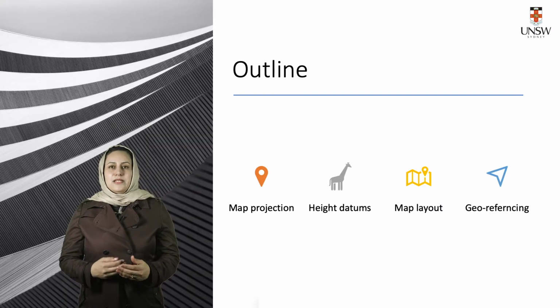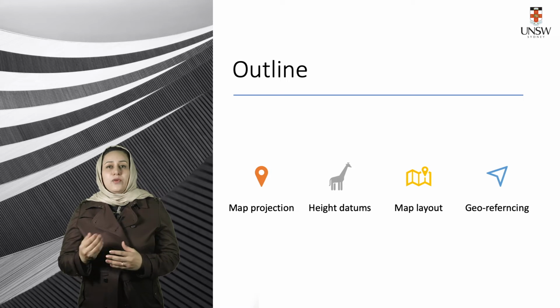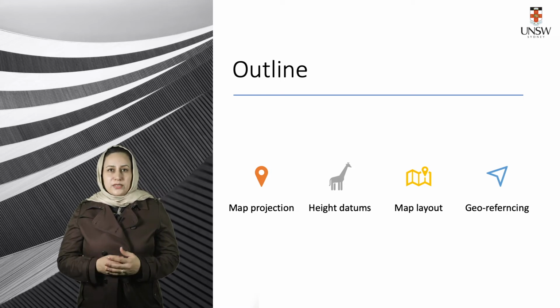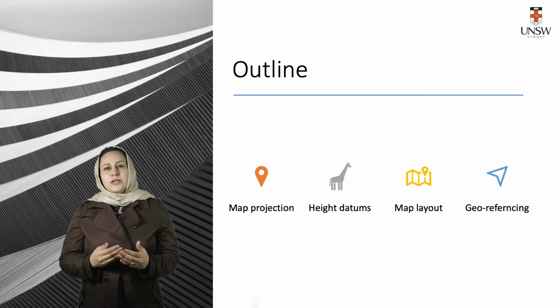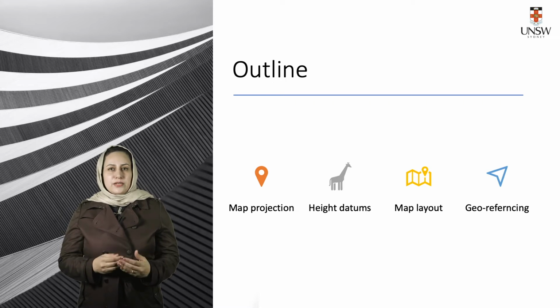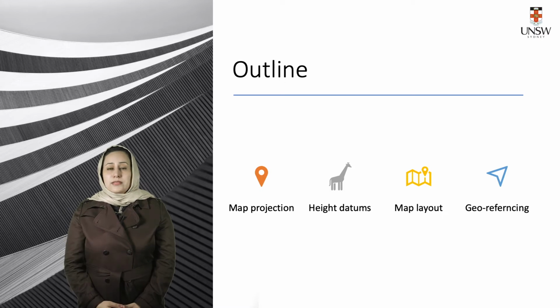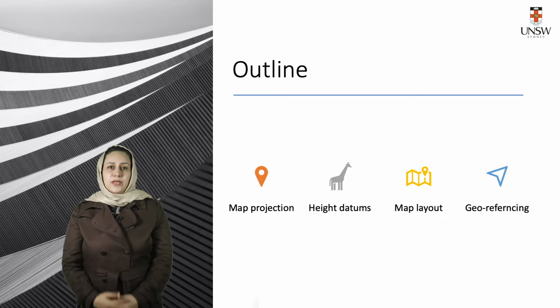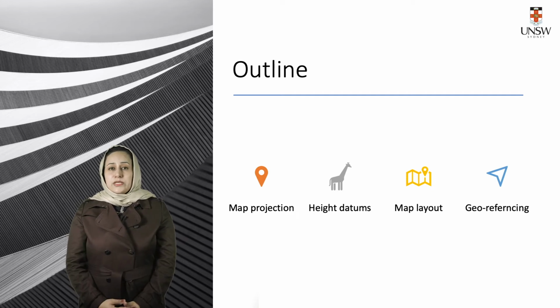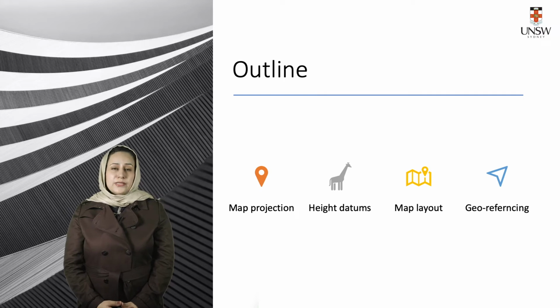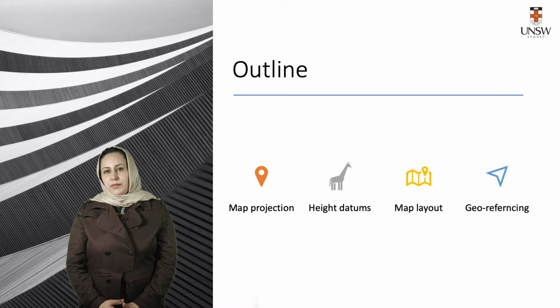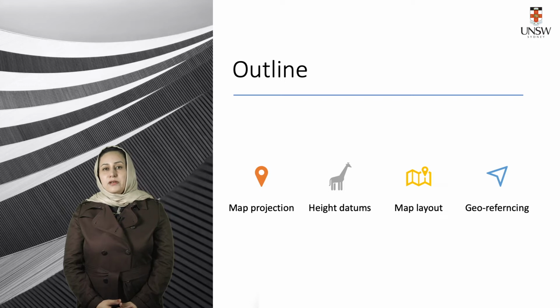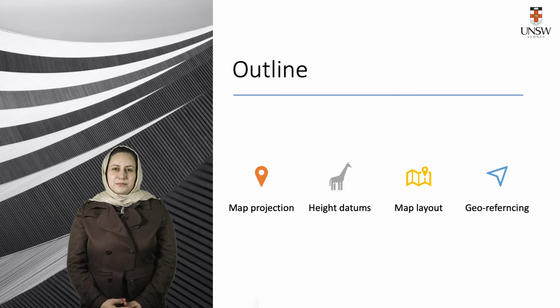In this lecture, we will learn about map projection, why it is important, how we use it in GIS, and what the commonly used map projection in Australia and Sydney is. We will see how height datums are important for measuring elevation. We will have a closer look at scale bar, north arrow, and legend as the most important elements of designing a map layout. We will also talk about georeferencing of aerial images and historical maps.